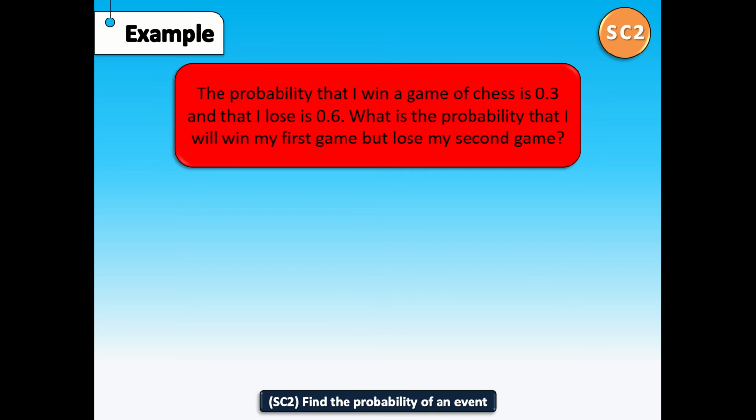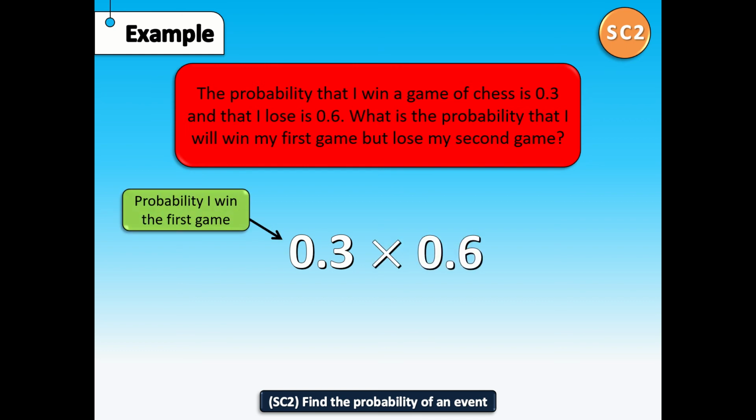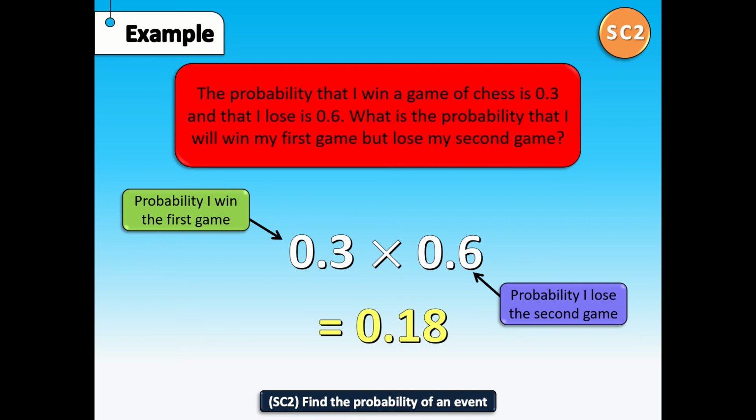In this question, we're told the probability that I win a game of chess is 0.3, and that I lose is 0.6. So what is the probability that I win my first game but lose my second game? So the probability that we win the first game is 0.3, and the probability we lose the second game is 0.6. So we times those together. So the probability I win the first game but lose the second game is 0.18.